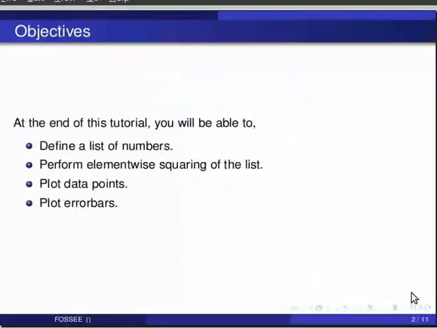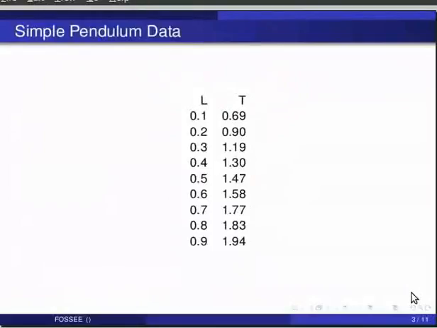One needs to be familiar with the concepts of plotting mathematical functions in Python. We will use data from a simple pendulum experiment to illustrate. As we know, for a simple pendulum, length L is directly proportional to the square of time t. We shall be plotting L and t square values.